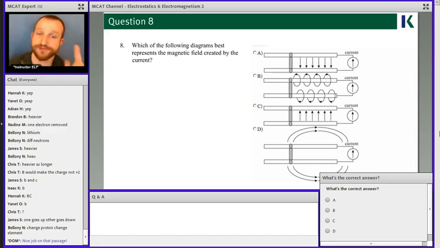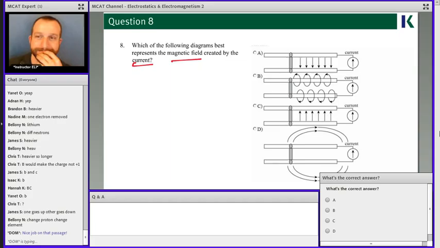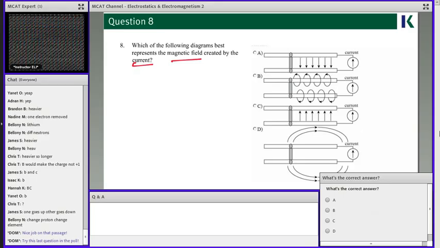Which of these is showing us what we would expect for current flowing through a wire producing a magnetic field? Go ahead and poll in when you think you've got it. The last one of the day. We're done after this. Got almost everybody voting in this one.